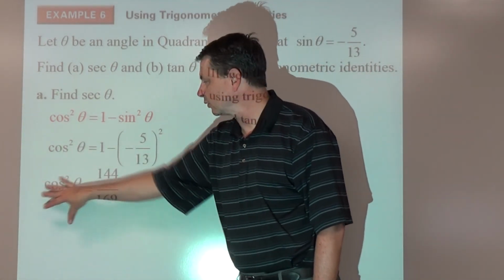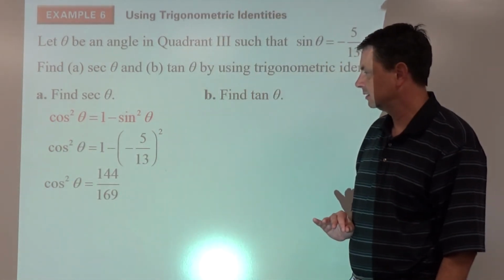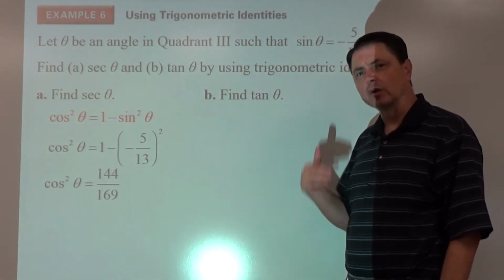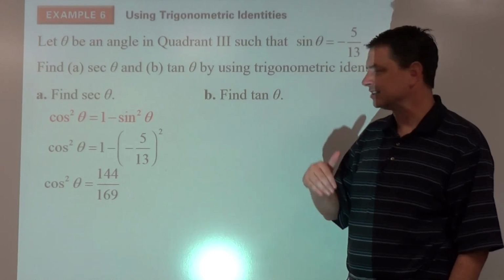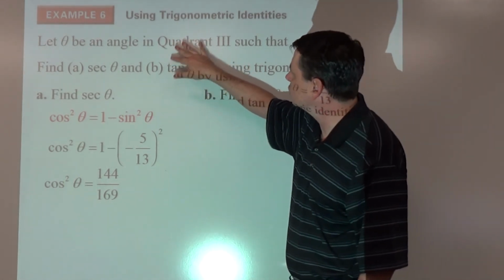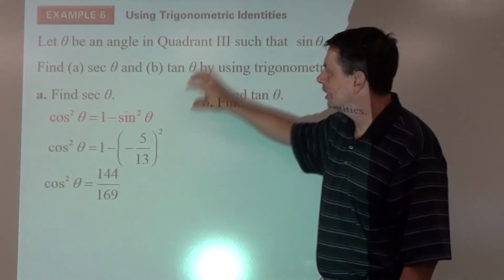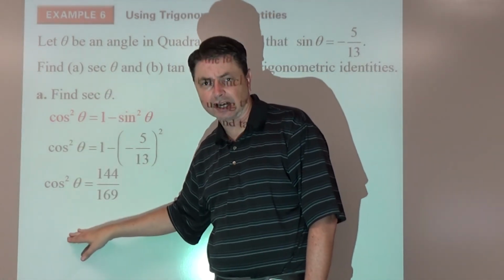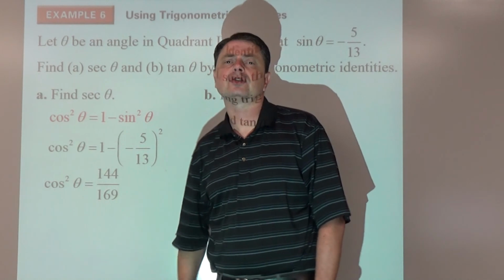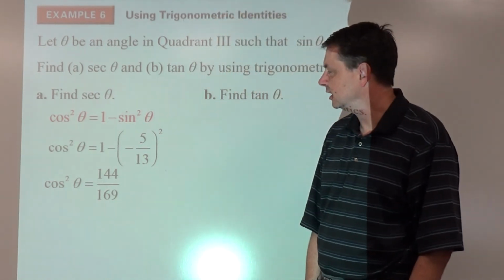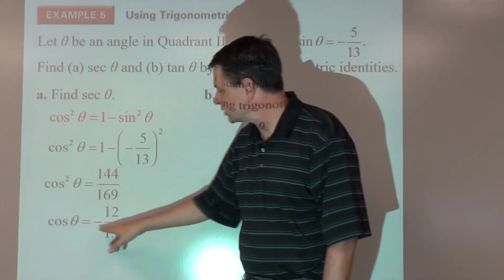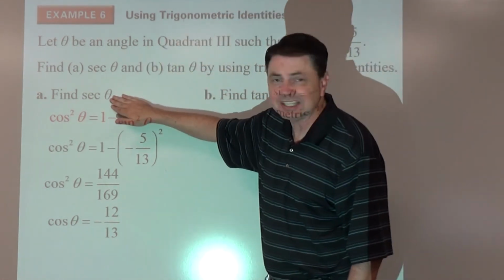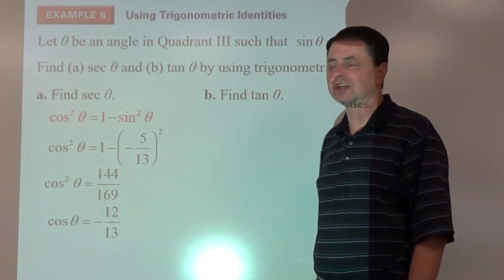Now we're going to need to square root both sides. To square root both sides, we've got to decide if we're going to go with the plus or minus. Is it positive or is it negative? Let's go back to our clue. Quadrant 3, and we're talking about secant, which is related to cosine. In quadrant 3, cosine is negative. So when we square root both sides, we're going to want negative 12 over 13. And now to get secant, just do the reciprocal.